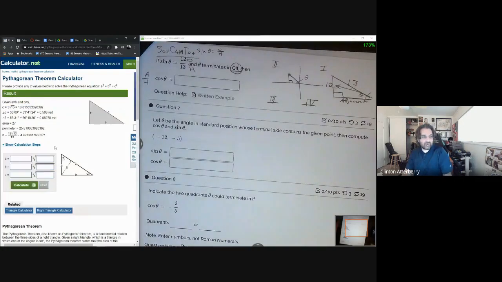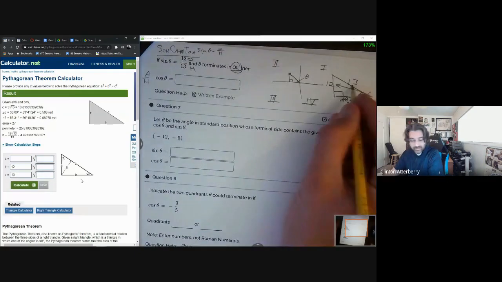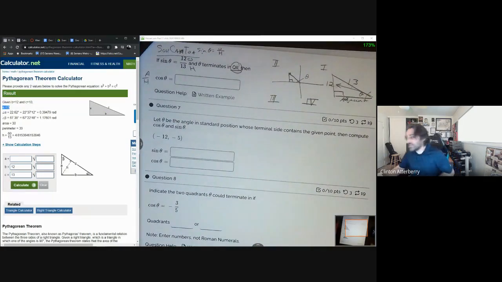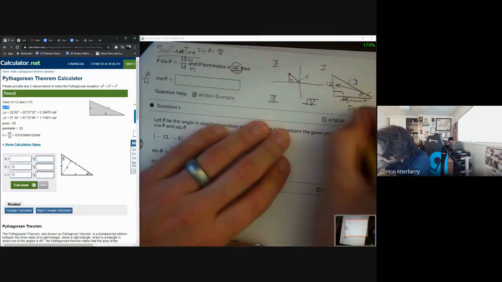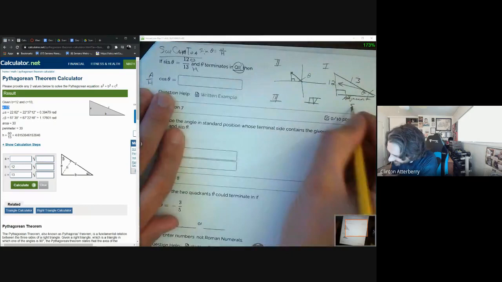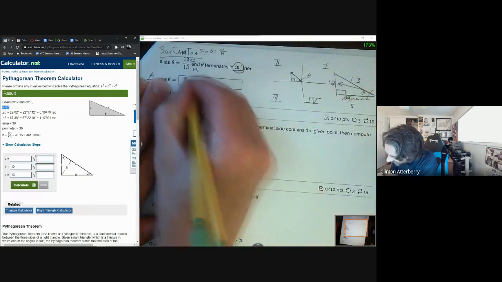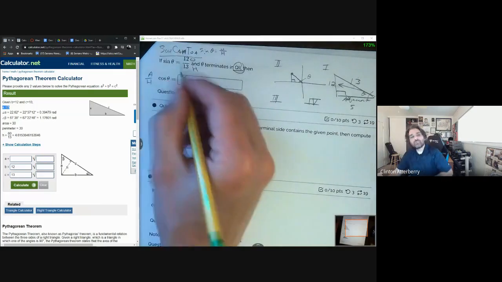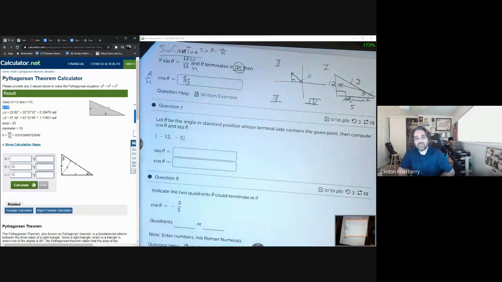So if you don't know what one of the pieces is, we can put 12 and 13 because we have a hypotenuse. This would be piece C. Calculate this, and it says 5. That's a 5, 12, 13 Pythagorean triple. Okay, 5, 12, 13. So if they want the cosine, the adjacent is 5, and the hypotenuse would be 13. So if the sine is 12 over 13, the cosine would be 5 over 13.